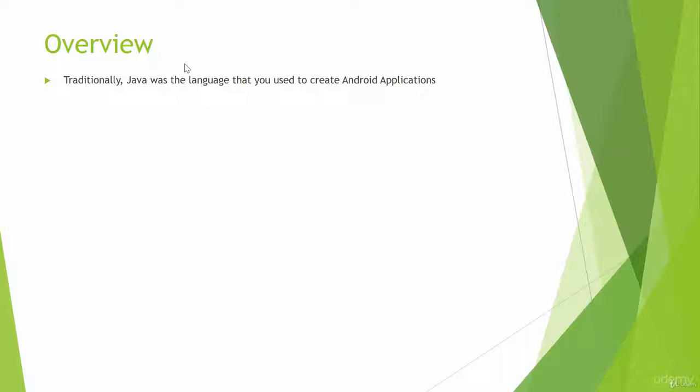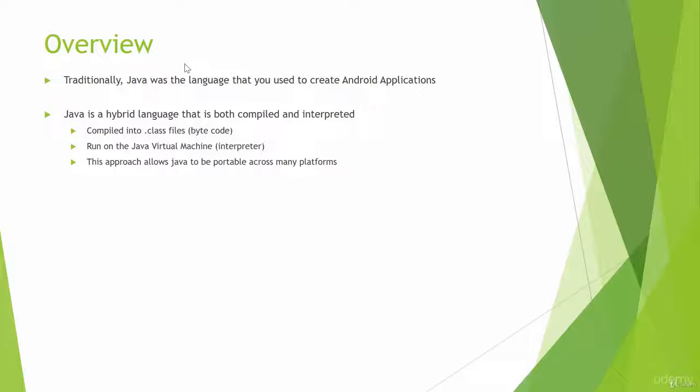So traditionally, Java was the language that you used to create Android applications. It's been like this since Android has been around, 2008, 2009. You can also use C++ to create Android applications, but those are the native libraries. Java is a hybrid language that is both compiled and interpreted. When you write your Java source code files, they're in .java files, and you use the javac command to compile the source code, and what happens is new files are created called .class files. This is the compilation part of Java.